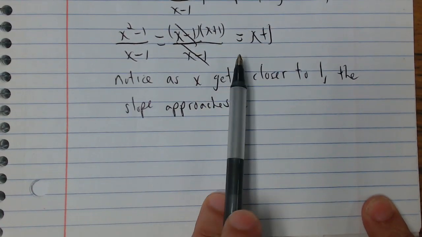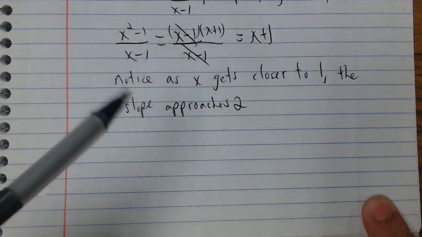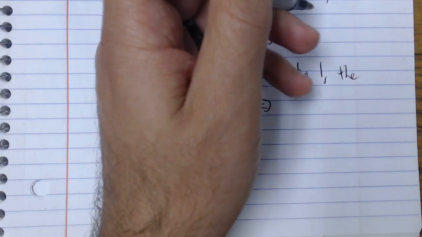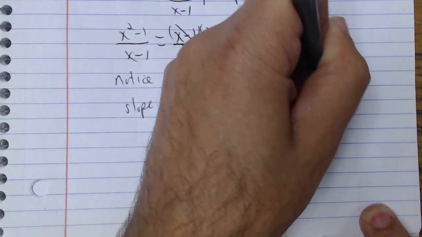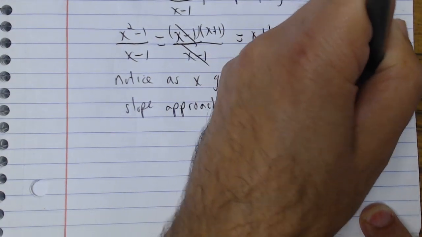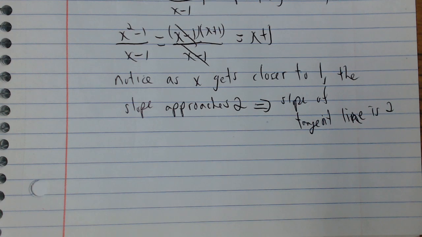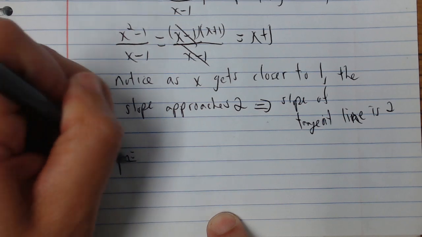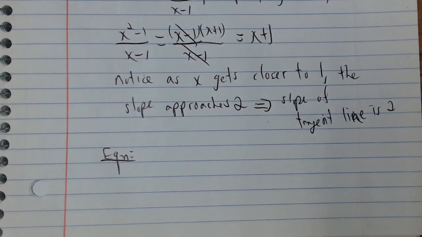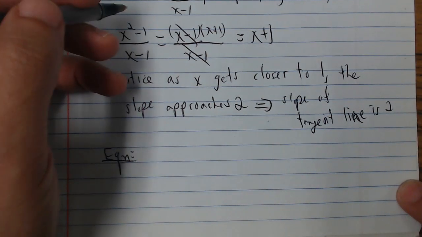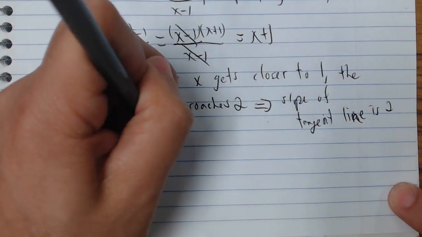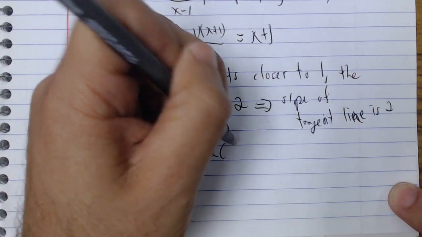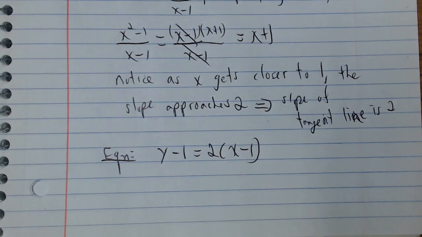So you could see that as x gets closer to 1, this gets closer to 2, which implies that the slope of the tangent line is 2. And that's basically the hard part. Once we have that, now we could easily write the equation of the tangent. Now remember, why do we waste our time finding the slope of this tangent? It's because we're trying to write the equation of the tangent. So since the slope is 2 and it goes through the point (1, 1), we could say the equation of my tangent line is y minus 1 equals 2 times (x minus 1). And there you have it.